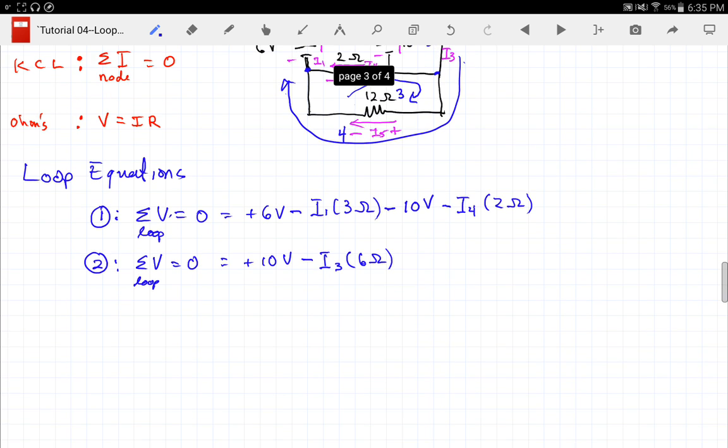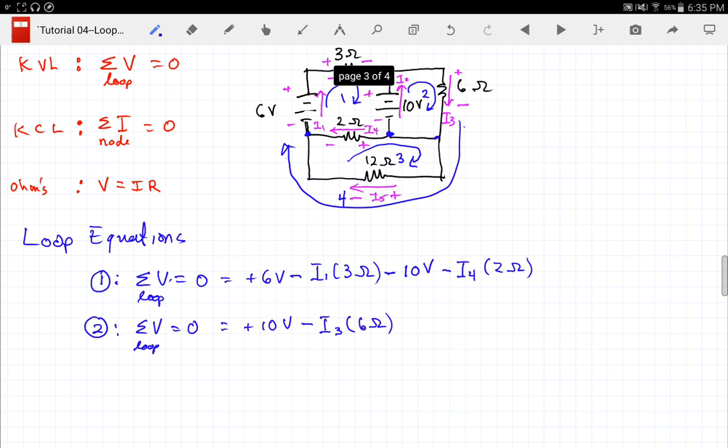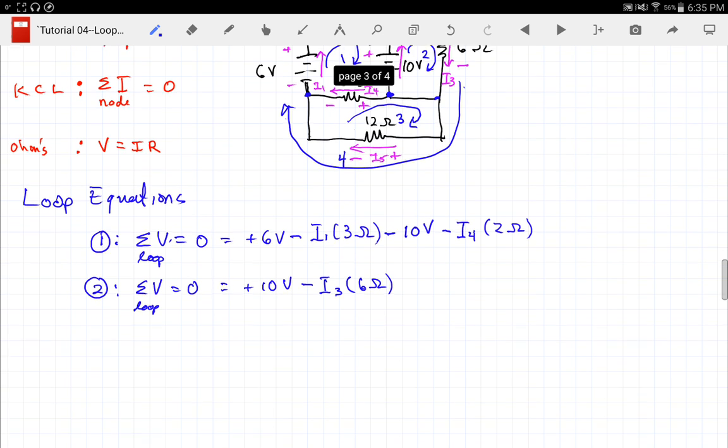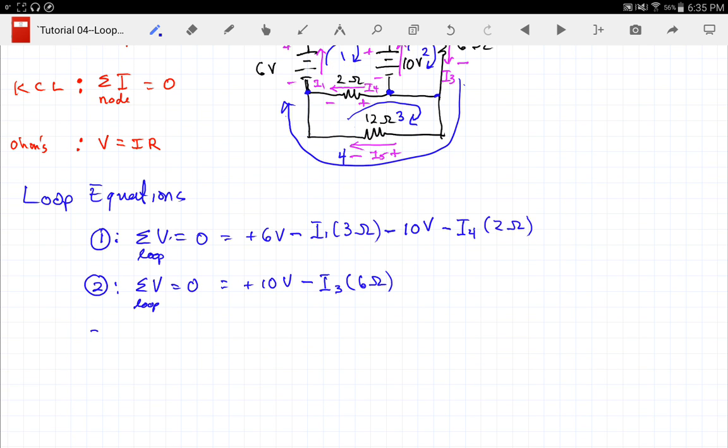So that's the end of it. That was a very short, simple equation. In fact, if you look at that, I can calculate I3 right now. That has only one unknown. Now I'm going to not do that. I'm going to keep going. But you can see that I3 is immediately known. Go to loop 3.